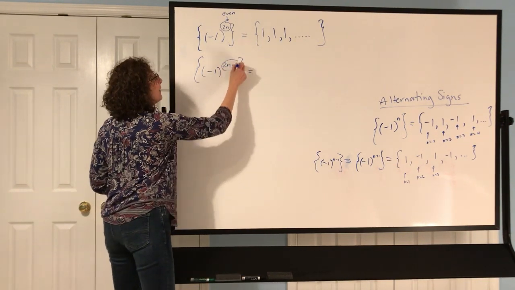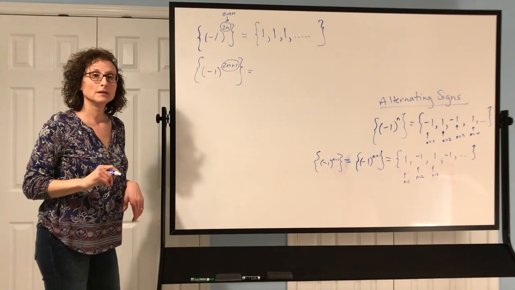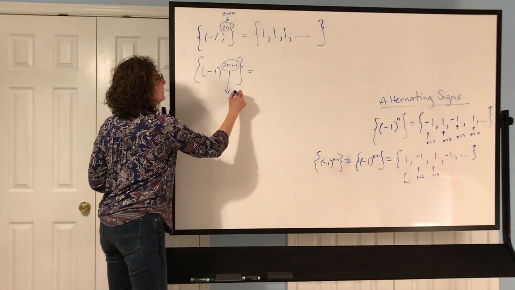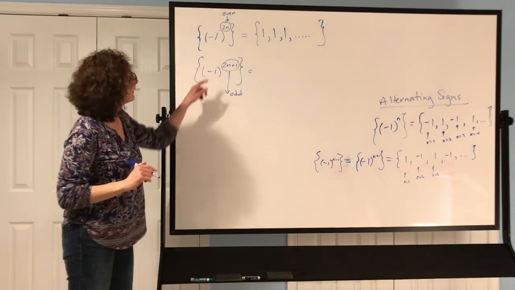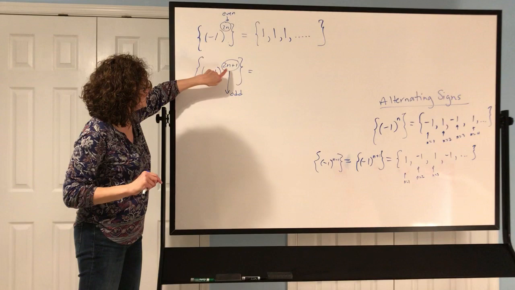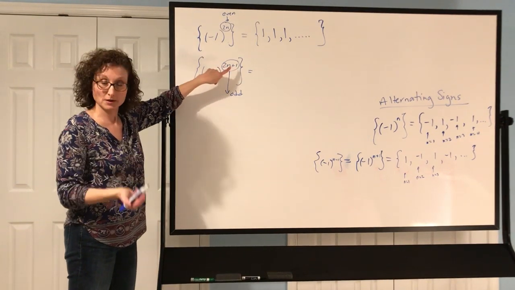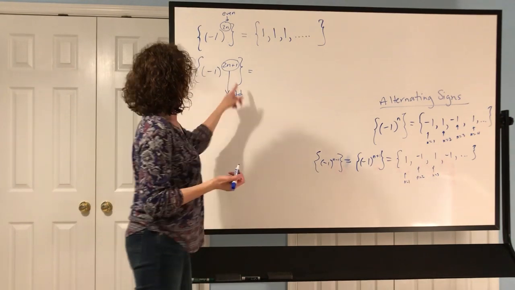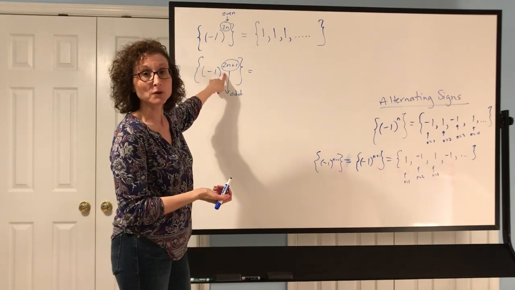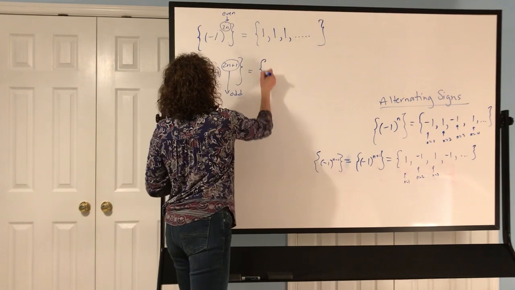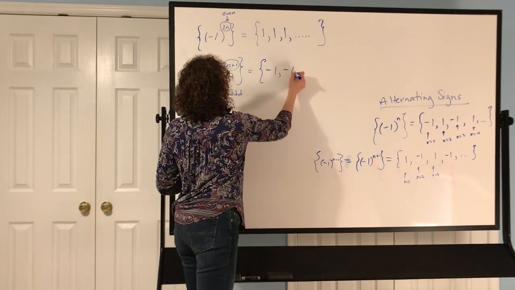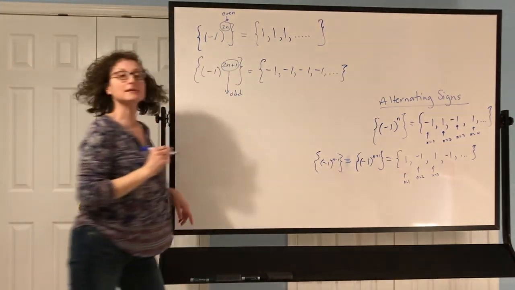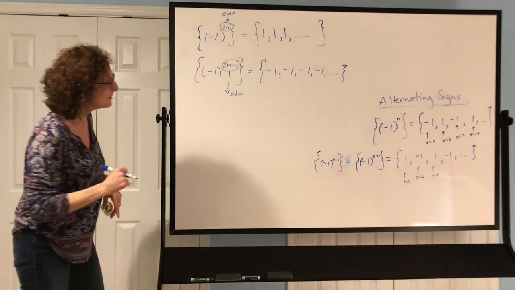What can you tell me about that exponent? Good. That exponent is odd, right? An even number plus 1 is always odd, right? Okay. And so what can you tell me about negative 1 to any odd power? Very nice. It's always negative 1. And so there's that sequence. Okay?